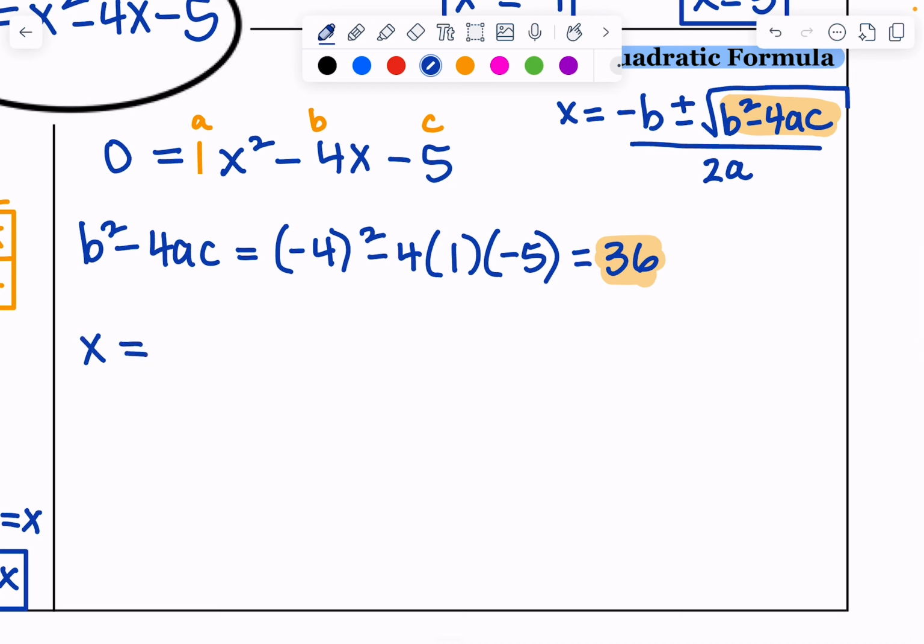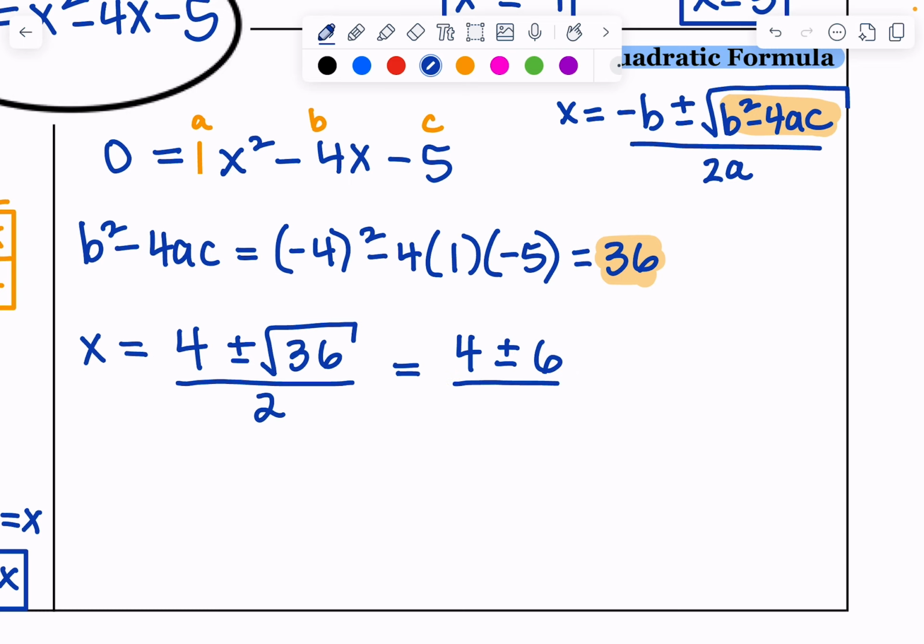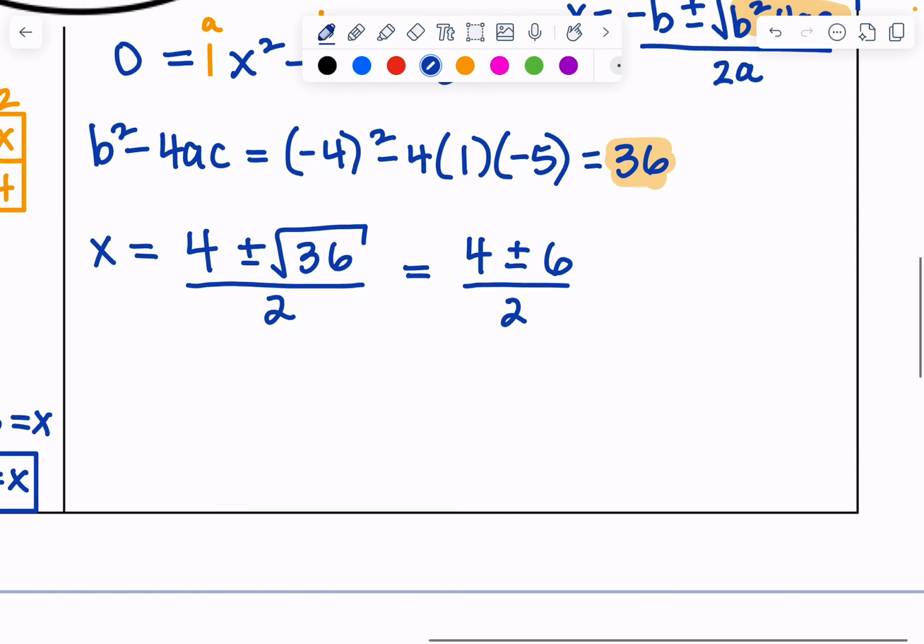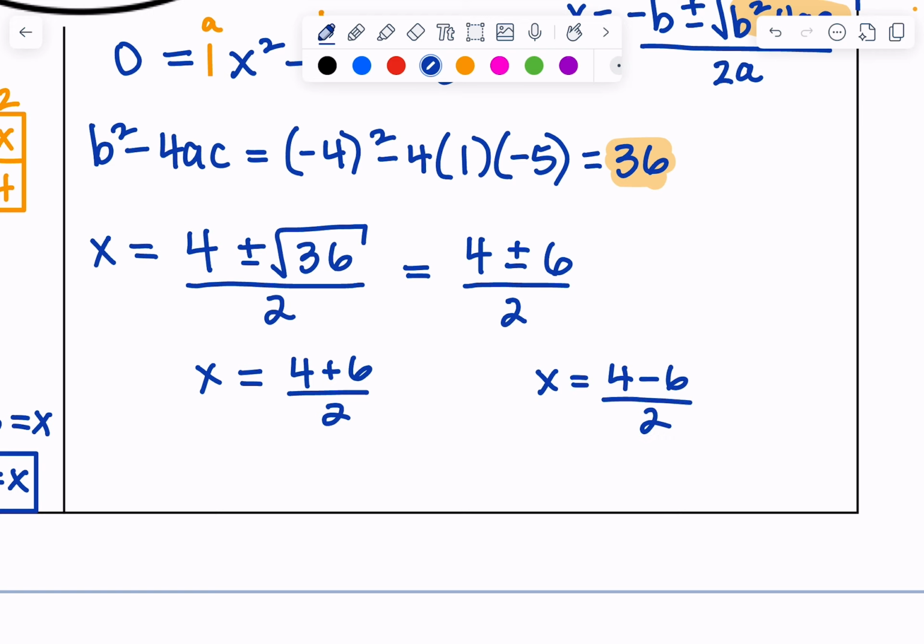So we have x equals negative b, which will be positive 4, plus or minus the square root of 36, which we found above, all over 2 times a, which will be 2 times 1 or just 2. And then now we'll simplify from here. So we're going to have 4 plus or minus the square root of 36, which is 6, over 2. So we're going to have two answers, one with the plus sign, one with the minus sign. So we have x equals 4 plus 6 over 2. X equals 4 minus 6 over 2.